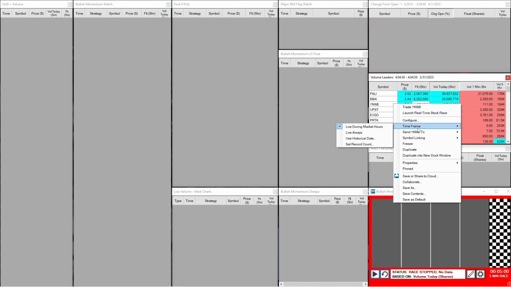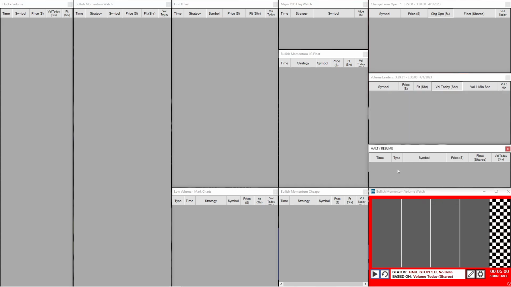So, very important scan. Below that, the halt and resume scanner. Same thing, you guys get the idea. Same thing as the pre-market scanner. We have stocks that come on with the halts and stocks that come on when they resume. Now, you'll see the time as well. It's very important. I have the time listed here.